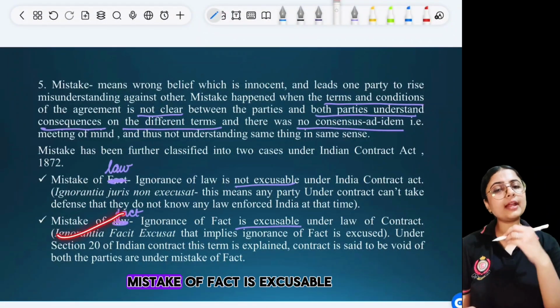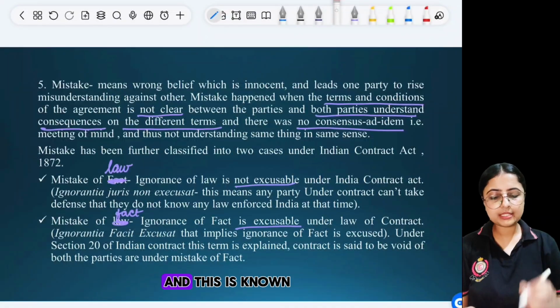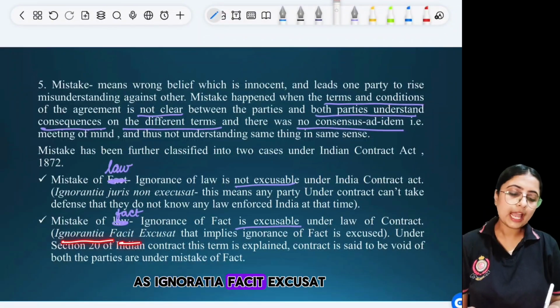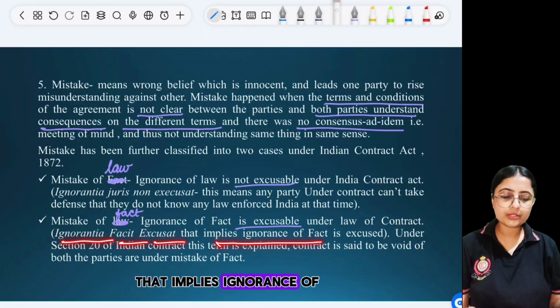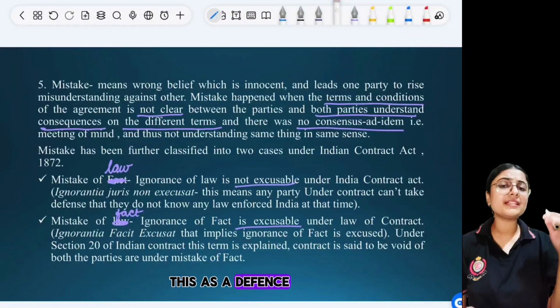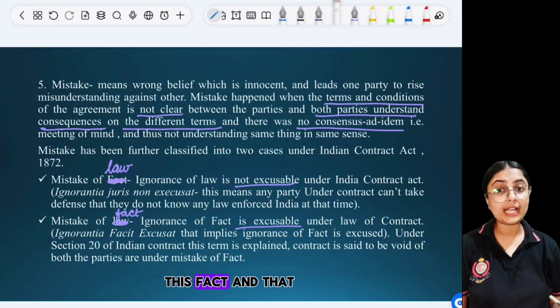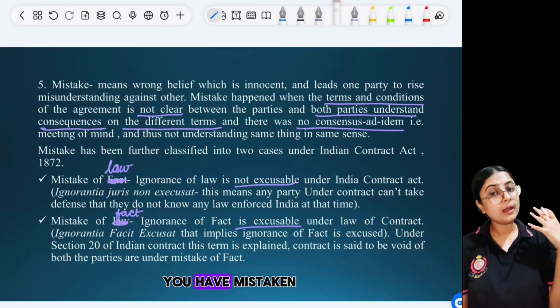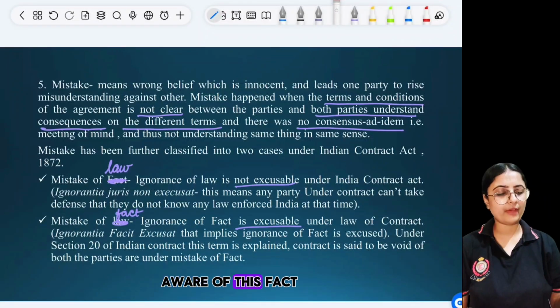Now, mistake of fact is excusable, and this is known as ignorantia facti excusat. That implies ignorance of fact is excused. You can take this as a defense that you were not aware of this fact, and that is why you made the mistake.